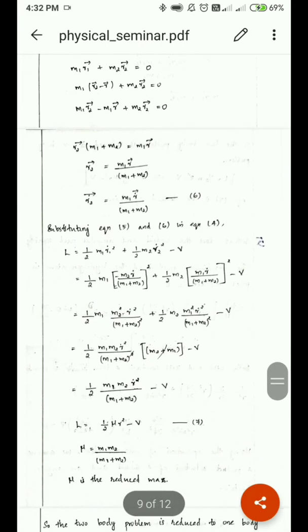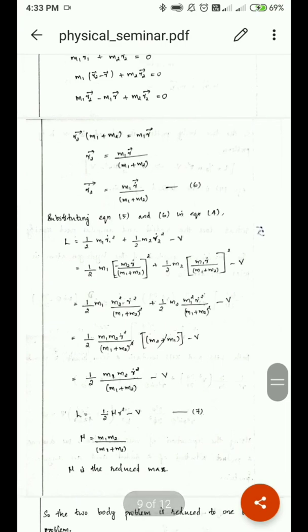It is equation 6. Now we are substituting the values of the r1 and r2 dot vectors into the fourth equation to obtain L is equal to 1 by 2 m1 r1 dot squared plus 1 by 2 m2 r2 dot squared minus V. As we have already seen, the half M R dot squared term becomes 0.